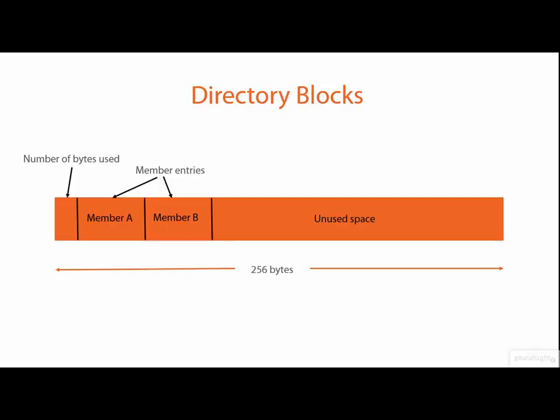As a rough guideline, you can assume that each directory block has enough space to define 5 members. So if you were creating a PDS to hold 50 members, then you should assign a minimum of 10 directory blocks to it.